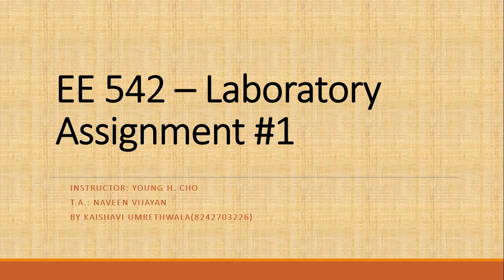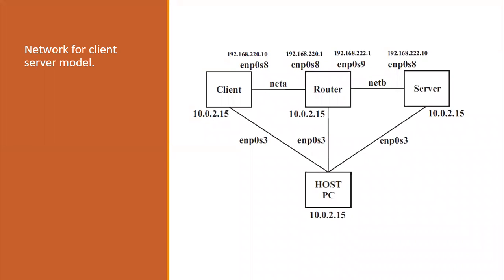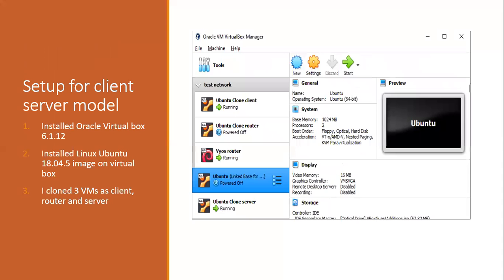The object of the lab is to create a client-server model and communication between client and server using different types of sockets. So we'll create this network in this lab. Here, there are three VMs: client, router, and server. There is an internal network named Net A between client and router and Net B between router and server. And all of those three VMs are connected to the host PC using a NAT adapter.